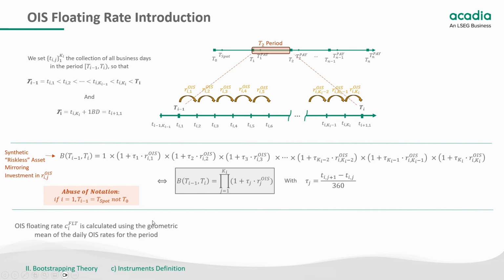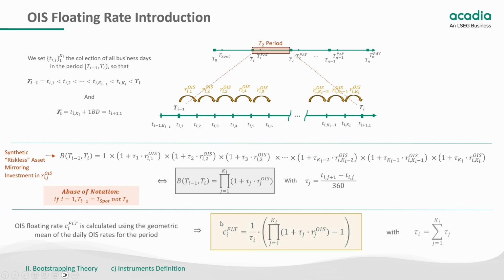By definition, the OIS floating rate for the period i, which is noted as C float lower i, is calculated as the geometric mean of the daily OIS reference rate during that period. So basically, you take the amount you earned over that period, which is B minus the 1 originally invested, and you divide it by the time over that period. And that's the formula for the OIS floating rate.